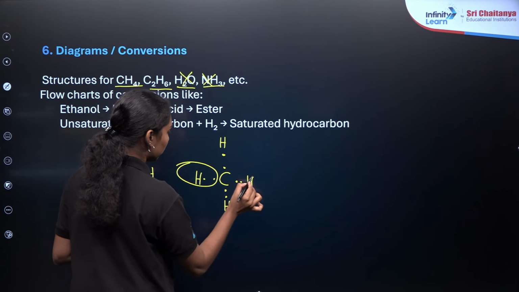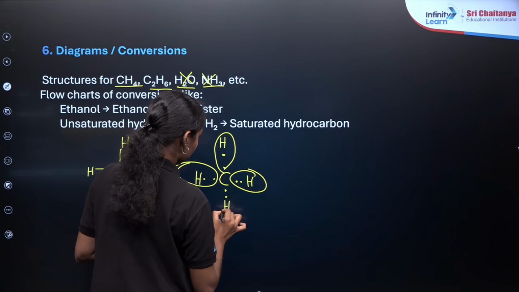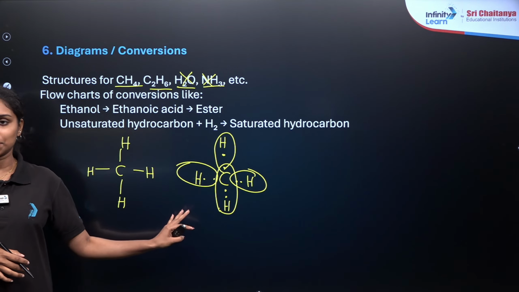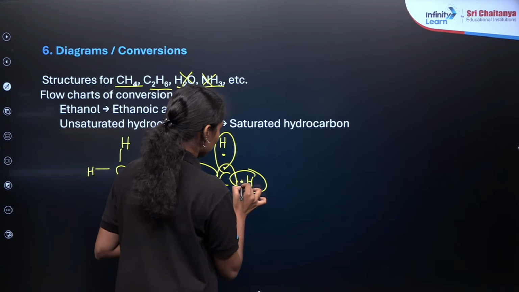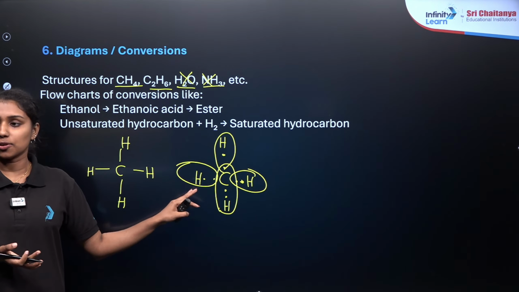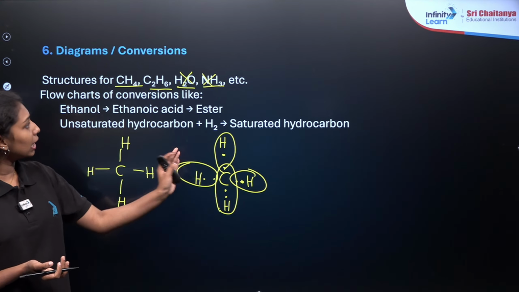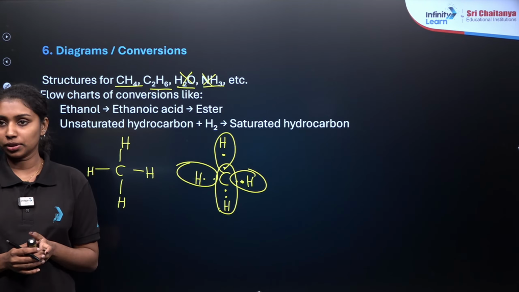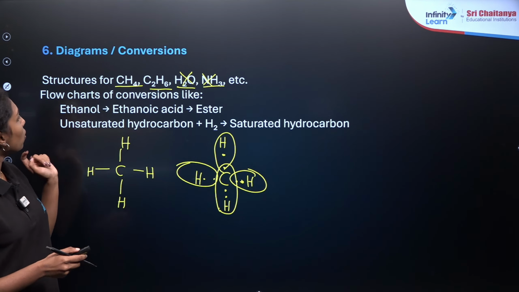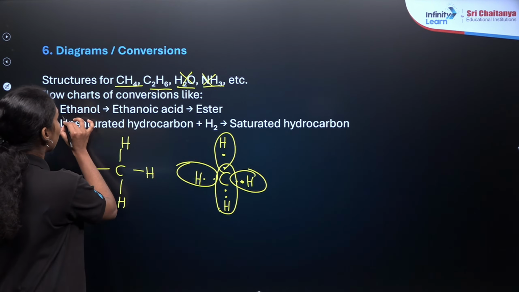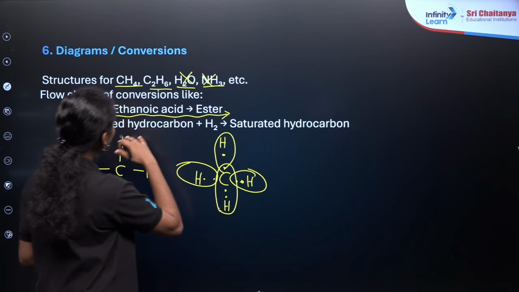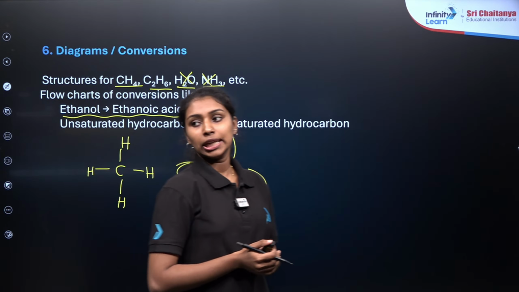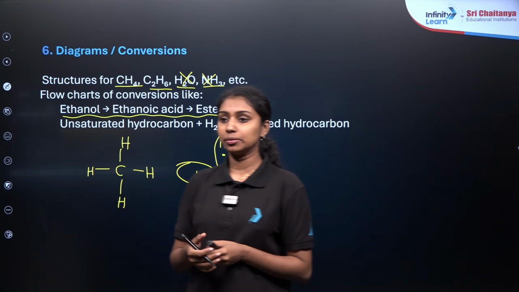So that they will be forming the compounds, right? I hope you understand. My drawing is not that perfect. Each dot represents an electron present over there. This is for the structure of CH4. Similarly, you can draw the structure for C2H6 and C3H8 also, depending upon the electron dot structure. Then the flow charts of the conversions, like ethanol to ethanoic acid, then ethanoic acid to ester, right? How can we convert ethanol to ethanoic acid?